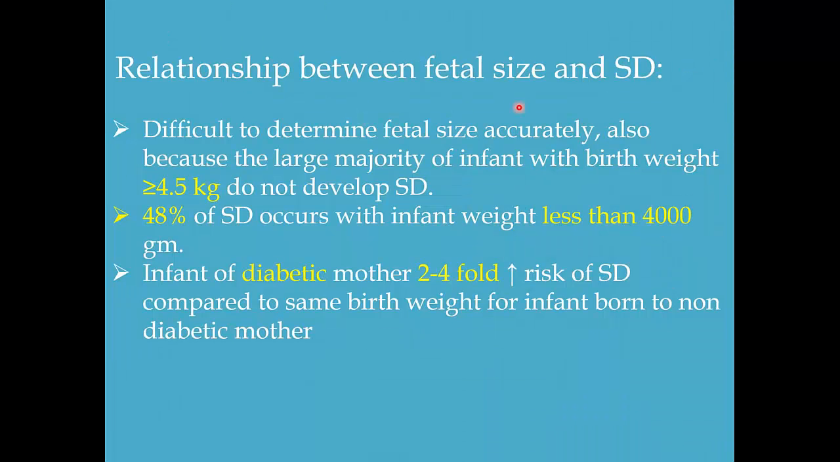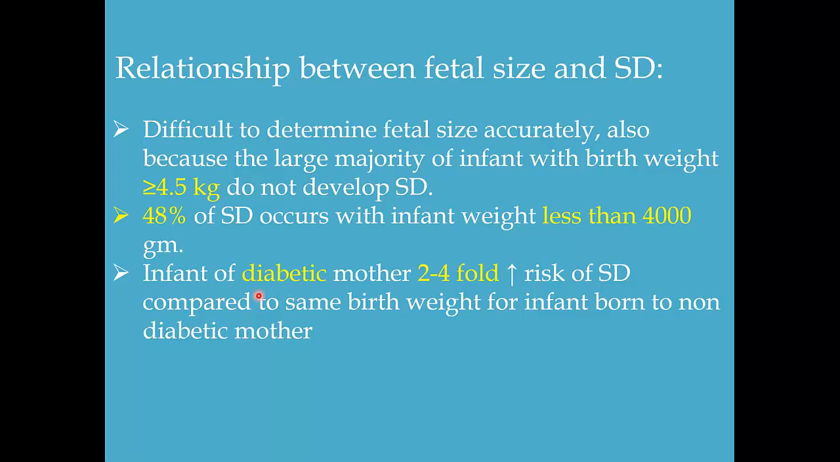What's the relationship between fetal size and shoulder dystocia? In the previous chart, we said macrosomia more than 4.5 kilogram is a risk factor for shoulder dystocia. But it is difficult to determine fetal size accurately, and the large majority of infants with birth weight of 4.5 kilogram or more do not develop shoulder dystocia. So not all macrosomic babies are complicated by shoulder dystocia. 48% of shoulder dystocia occurs with infant weight less than 4 kilogram.